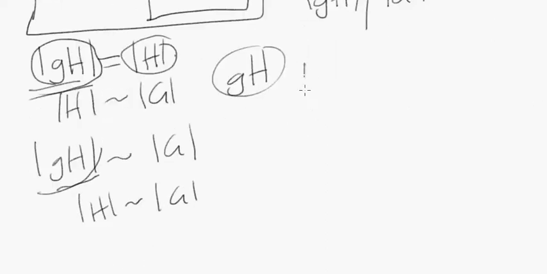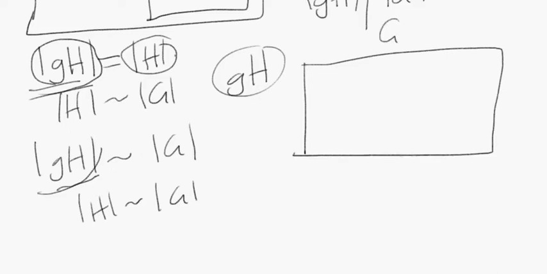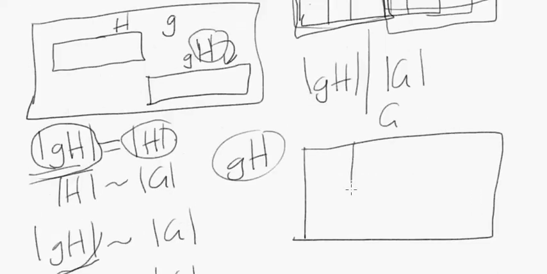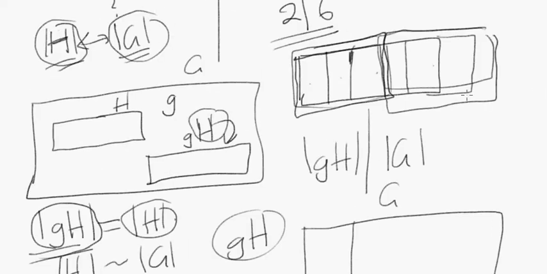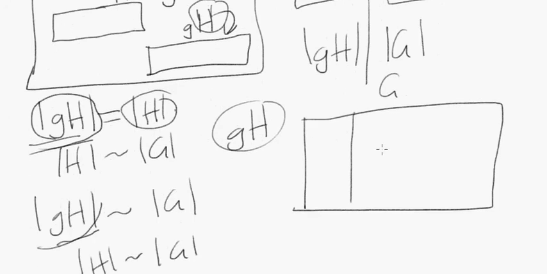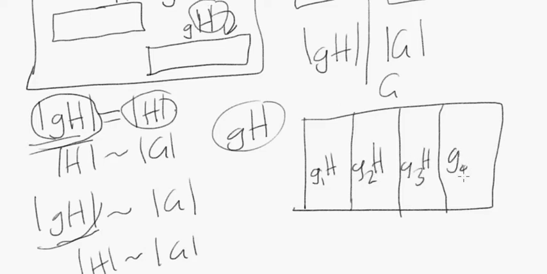Well, suppose we got the group G right here. Could we perhaps break it up just like we broke up the blocks here? Could we perhaps break G up into a bunch of cosets? Maybe we'll call these cosets G1H, G2H, G3H, and maybe G4H. Could we possibly break up G into these four cosets is the idea.